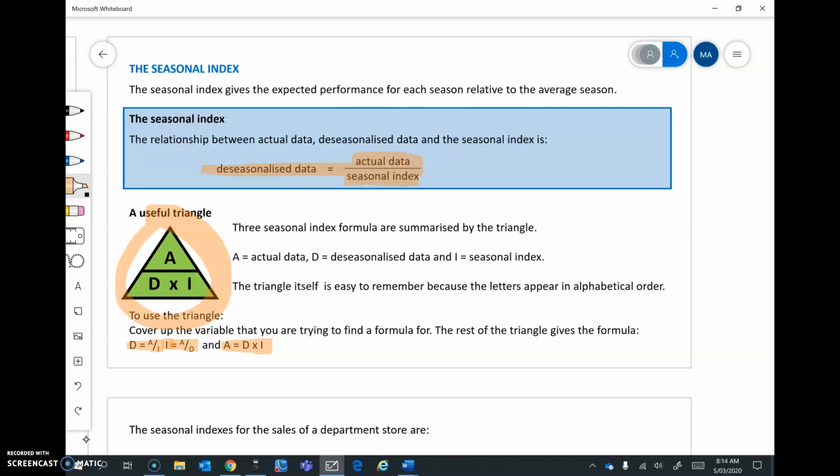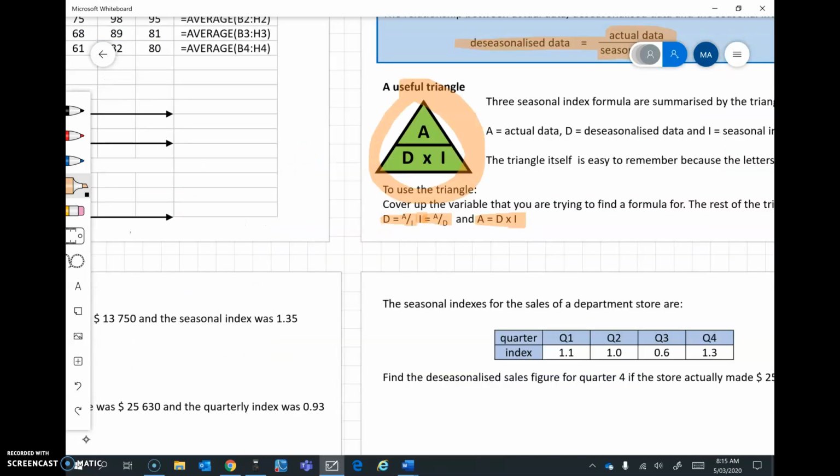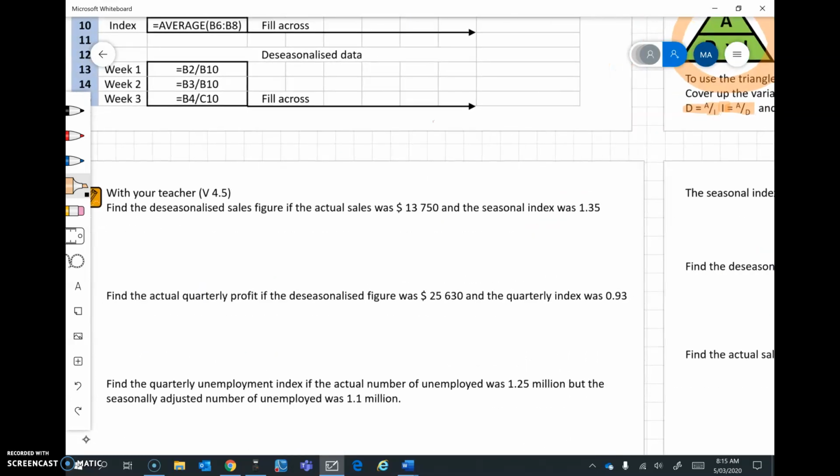So we're going to go through a series of examples that utilize this equation, where we're going to be converting between deseasonalized and actual data using the seasonal index. There are several of these calculations, so I'm not going to show what I do on the calculator. I'm going to show the calculation and the answer. You would be well advised to check those calculations as you go using your own calculator. Okay, so let's have a look at the first one.